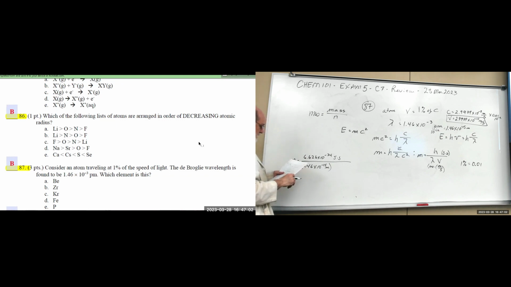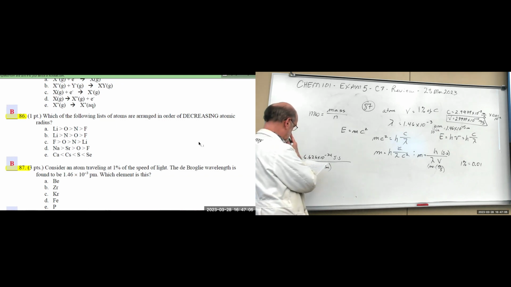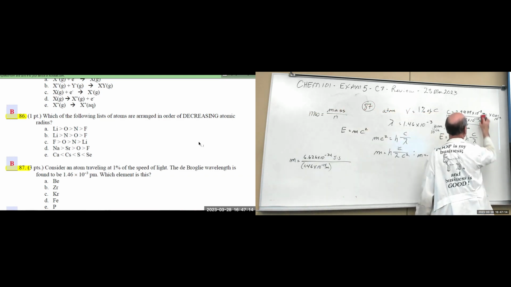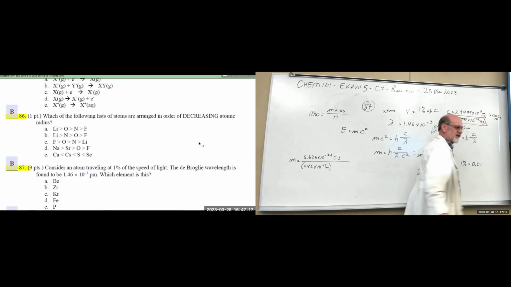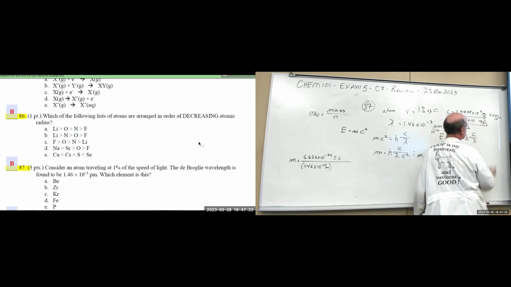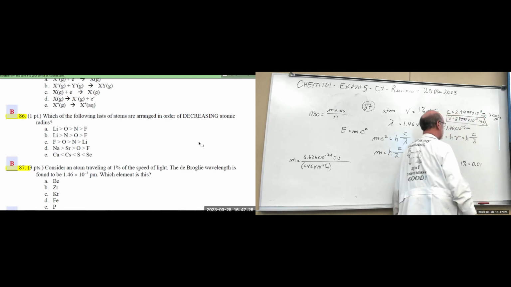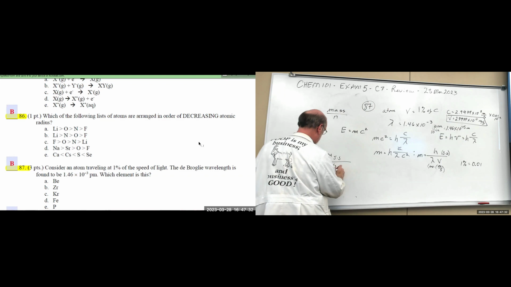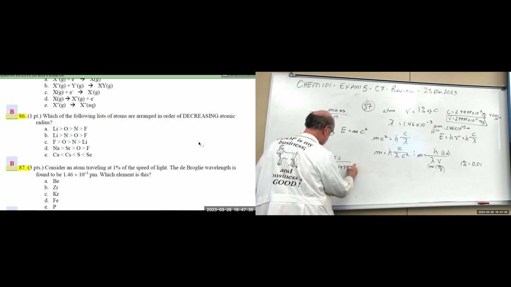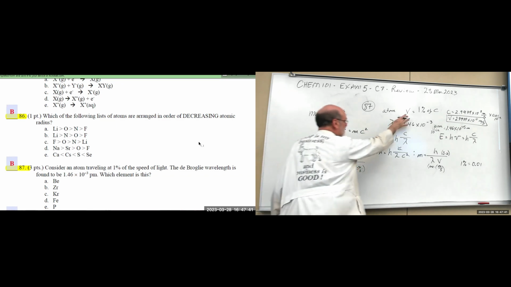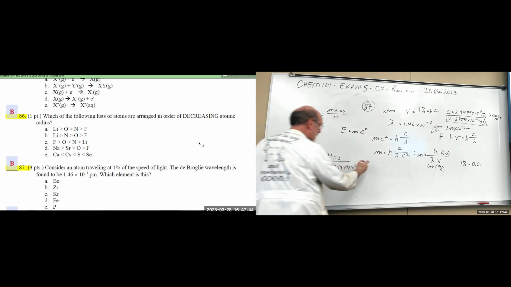Oh, that was so dumb. The speed of light is 10 to the 8th meters per second, so this is 10 to the minus 2, which makes this 10 to the 6th. There we go. So 1% of the speed of light is 2.9979 times 10 to the 6th meters per second. Okay, now we can calculate the mass.